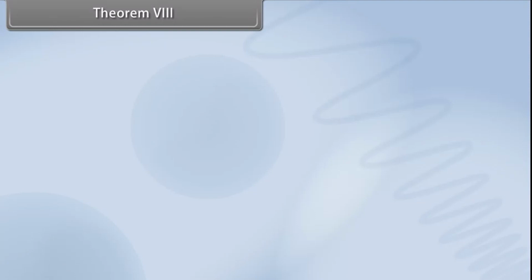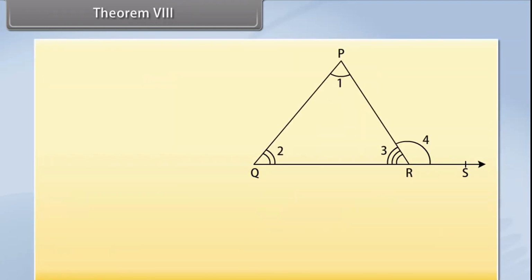Theorem VIII. Do you remember about the exterior angle of a triangle? Look at this figure. Here side QR is produced to point S. Angle PRS is called an exterior angle of triangle PQR. Is angle 3 plus angle 4 is 180 degree? Yes. Angle 3 plus angle 4 is 180 degree because these are linear pair angles.